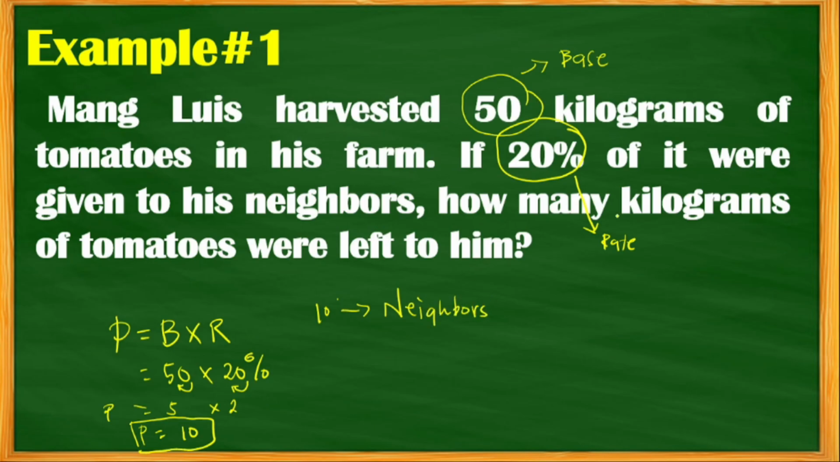The question is how many kilograms of tomatoes were left to him. So this would be kilograms. So if 10 kilograms is given to the neighbor, the total kilograms is 50. So we have 40 kilograms left to him. So this would be the final answer.